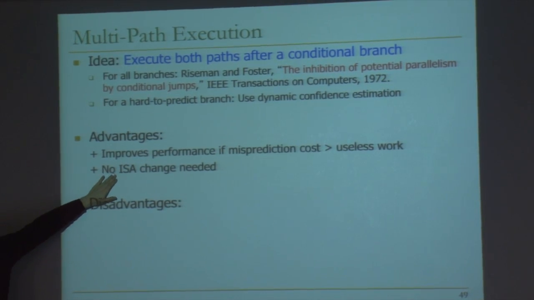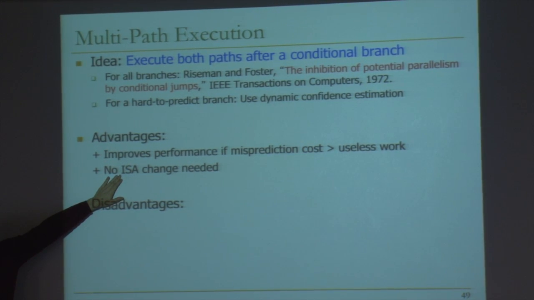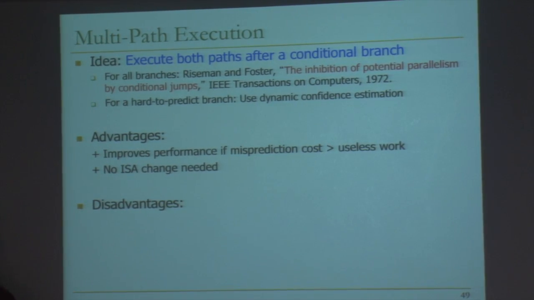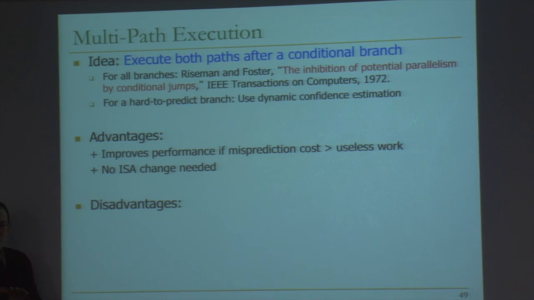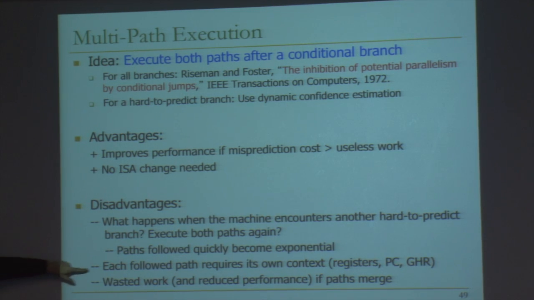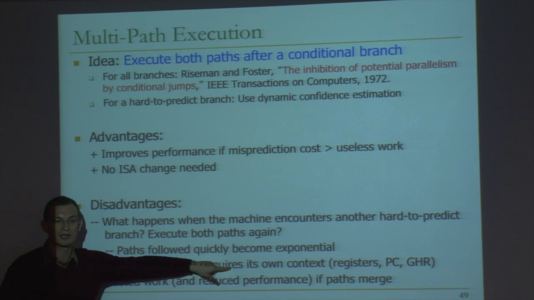The big advantage is no ISA change is needed. You just need to figure out the two paths and go down. The hardware needs to be changed because you need to be able to have two sets of register files, right? Because these are different paths. Really, you need to have a context for each path. Well, let's take a look at that. Each followed path actually requires its own context.